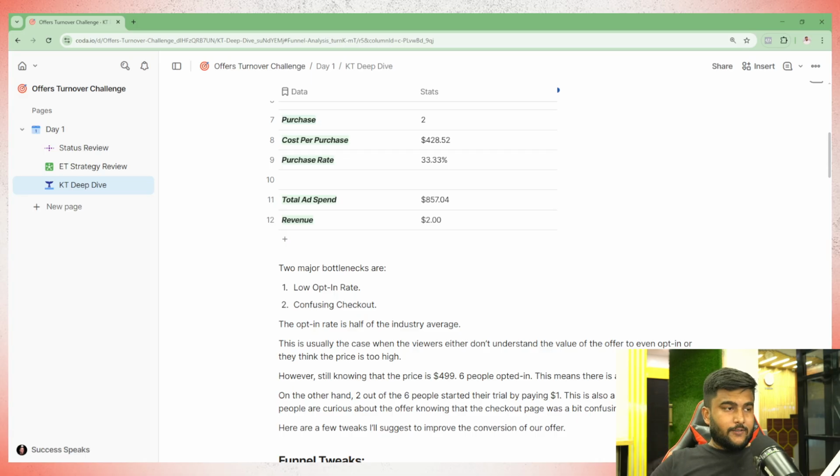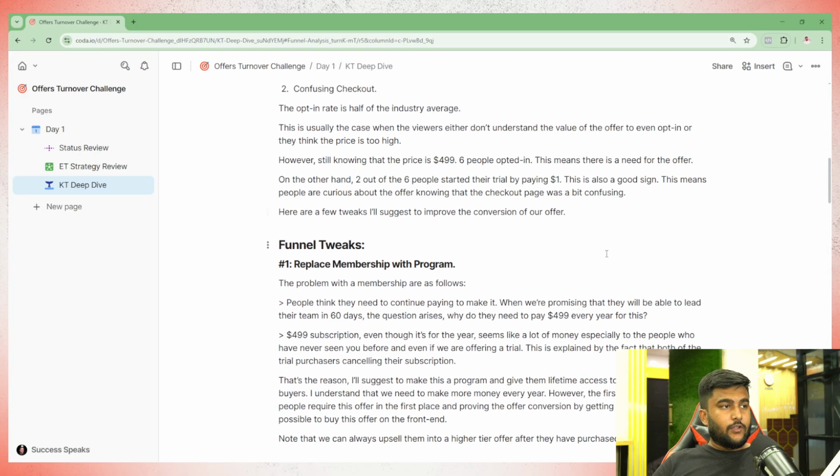The offer is good. And on the other hand, 2 out of the 6 people, even after the confusing checkout, paid for the $1 trial, which is also a good sign. This means people are curious to find out about this particular offer, right? So here are the few tweaks I suggested for the conversion of our offer.